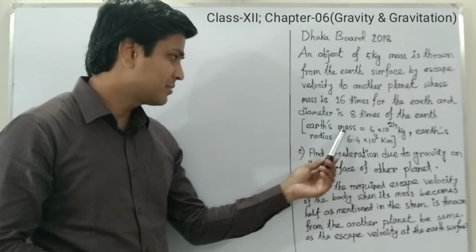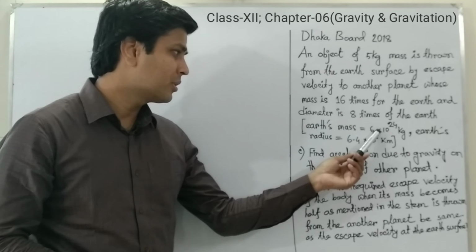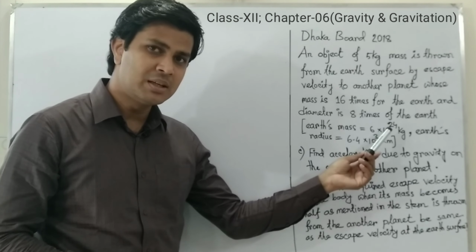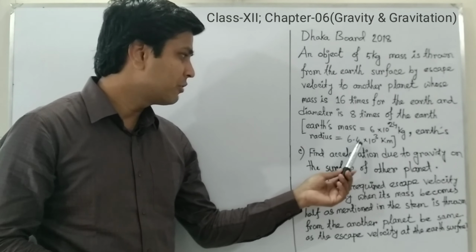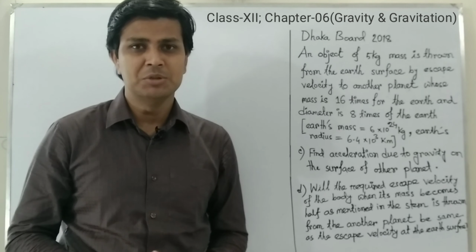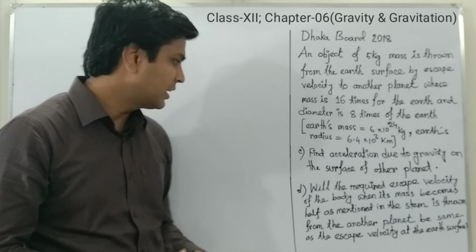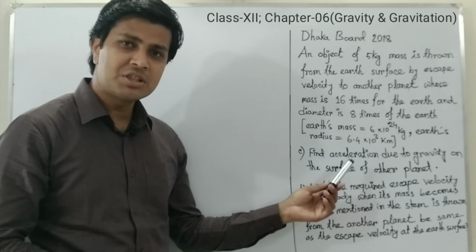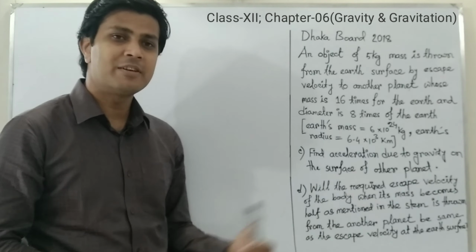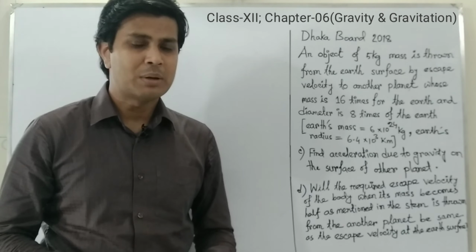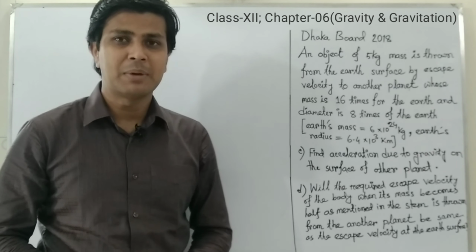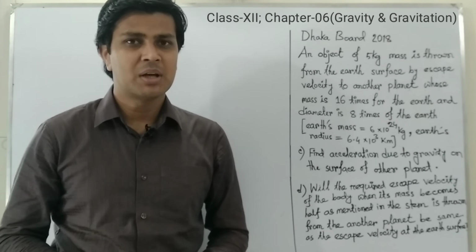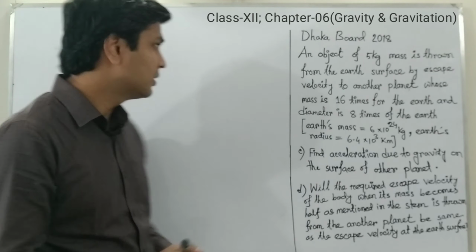The Earth's mass is given as 6.6 into 10 to the power 24 kg and the radius of the Earth is given as 6.4 into 10 to the power 3 kilometer. Question C is: find the acceleration due to gravity on the surface of the other planet. So we have to calculate the value of g on the surface of the other planet. Let us solve question C.